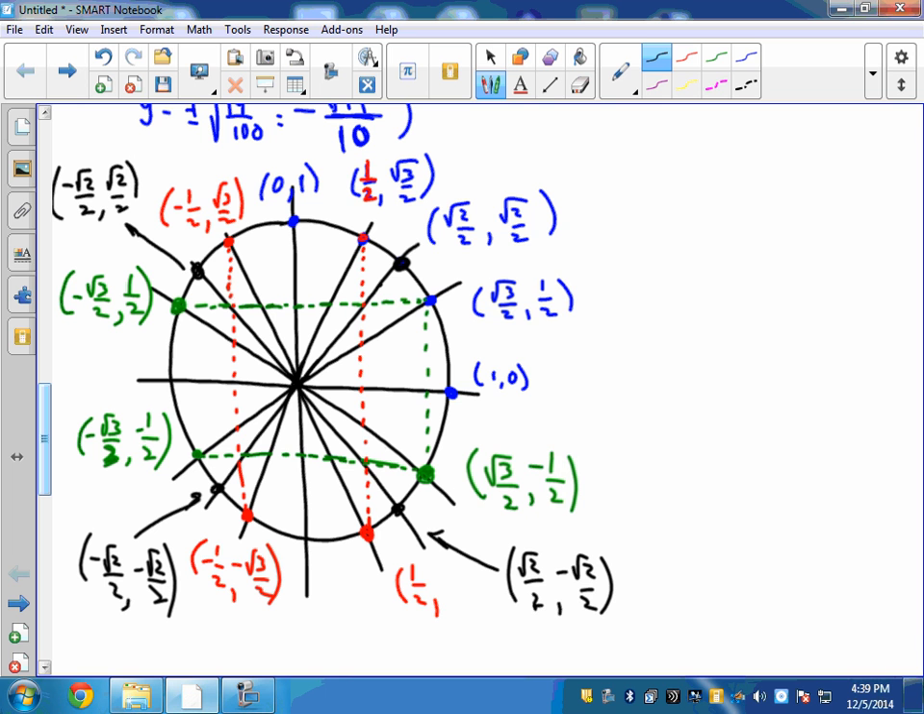Okay, so you should certainly have these points memorized, and obviously the ones on the axis are critical as well. So (0, -1), and over here we're at (-1, 0). Okay, so 1, 2, 3, 4, 5, 6, 7, 8, 9, 10, 11, 12, 13, 14, 15, 16 ordered pairs must be memorized.